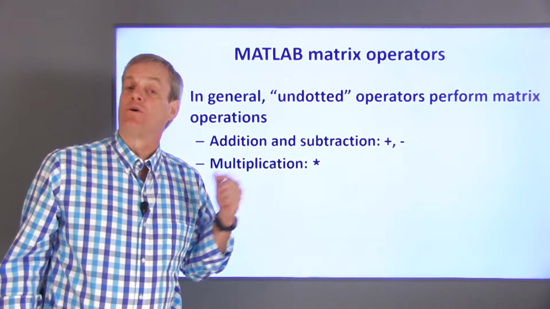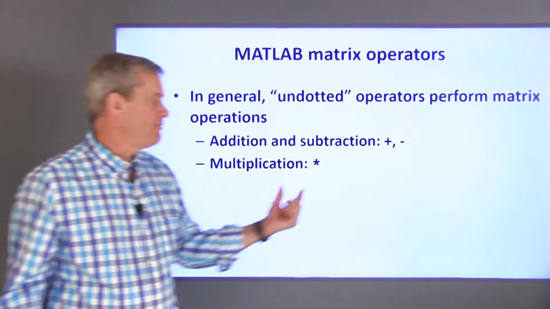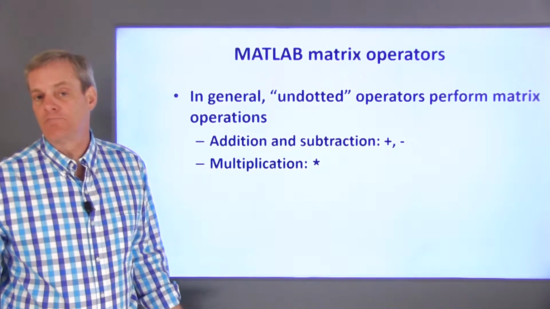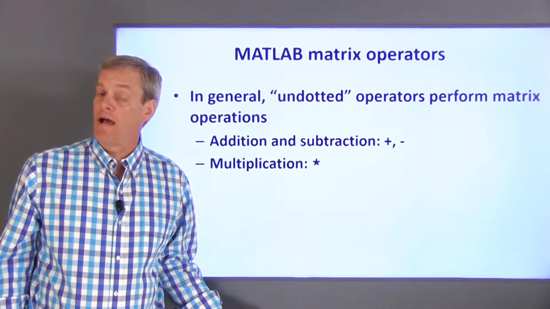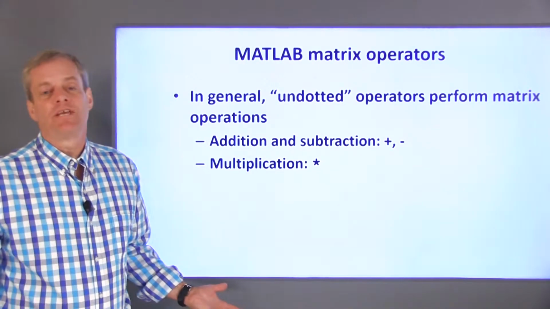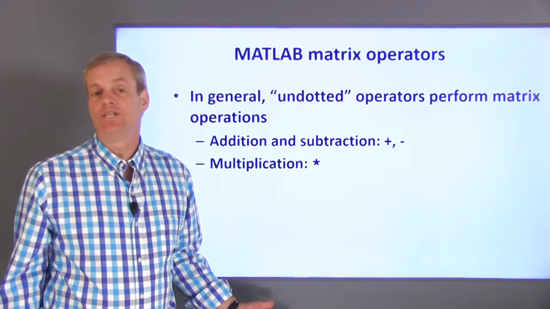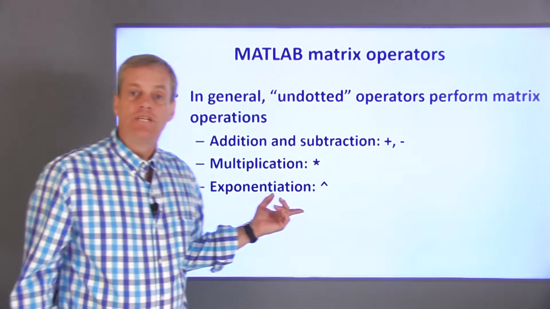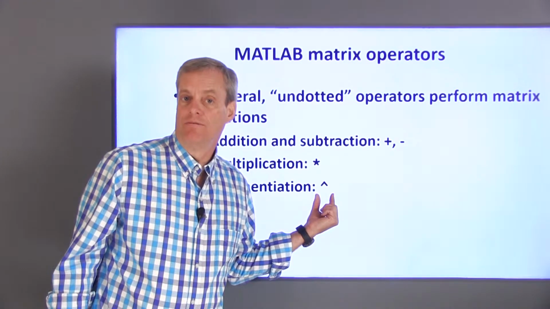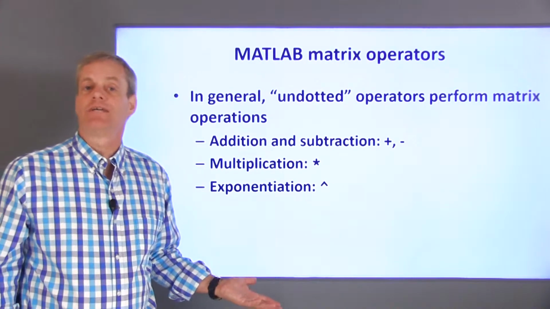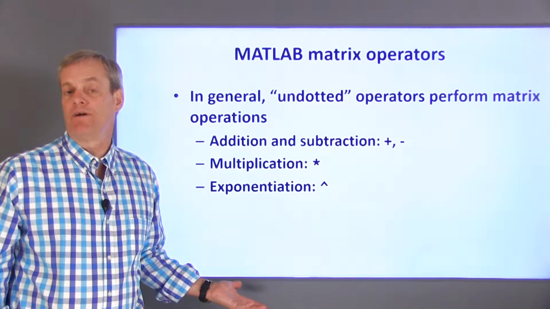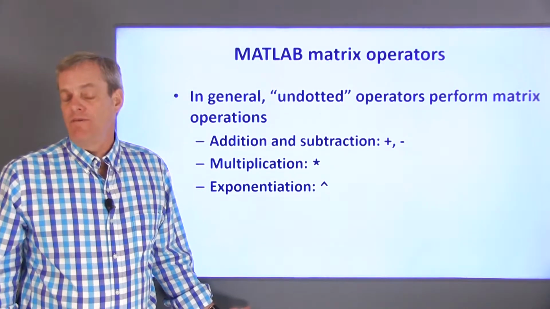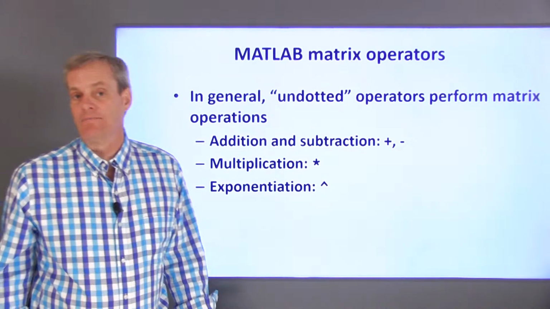Multiplication of matrices according to the rules of linear algebra is done with the asterisk symbol. In matrix multiplication, the inner matrix dimensions must match, unless one of the operands is a scalar. In multiplication between a scalar and a matrix, each element of the matrix is multiplied by the scalar. Exponentiation is done with a caret symbol. This operation multiplies a matrix times itself the number of times specified by the exponent. So the result of A cubed is A being multiplied by itself 3 times.